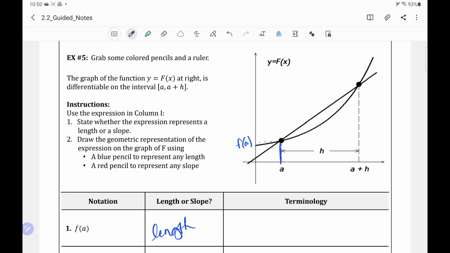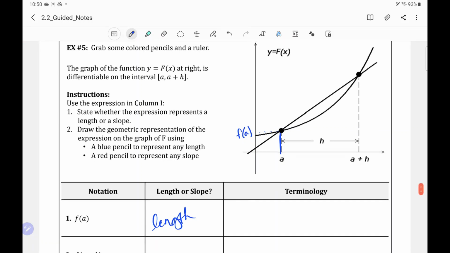The key thing to notice is it doesn't have anything to do with the derivative. What is f of a? Well, it's actually quite simple. I think that we all know what it is. F of a is the value of f of x at x equals a. That's all it is. So we can just write that down.